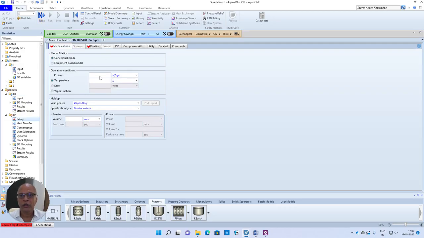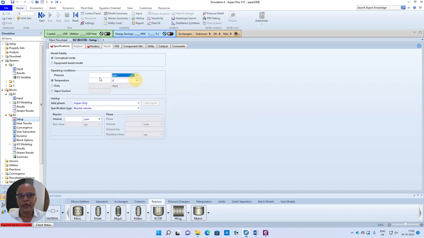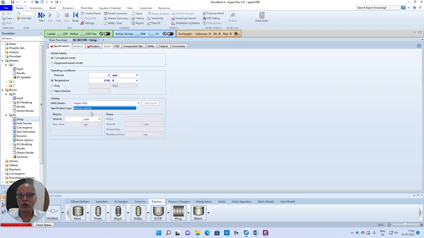Now, the specifications of the reactor are, already we said this, it is also operating at the same conditions of 5 atmospheres and 1150 Kelvin isothermally. Now remember, be careful with this phase. We are given that this reaction is a gas phase reaction. So this is one place where you will be able to get the valid phases for the reaction. And in case if you have other things, you can choose, but we are going to calculate the volume of the reactor required to obtain a given conversion.